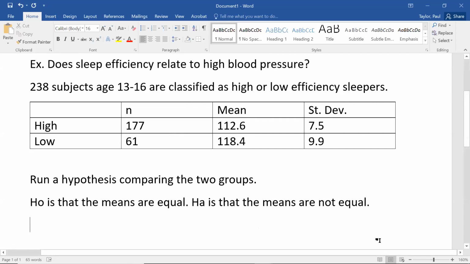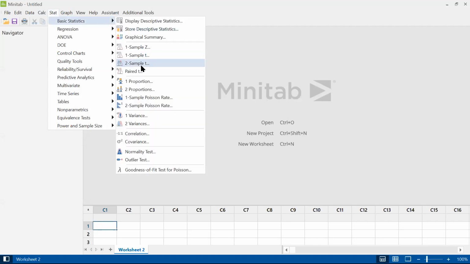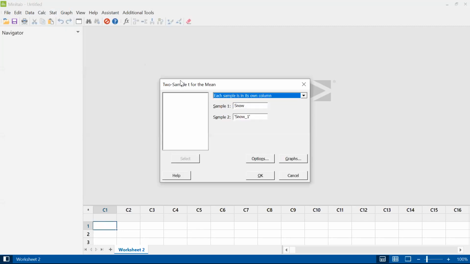So let's get these numbers into Minitab. I'll flip over to Minitab. In Minitab, this is going to be a 2-sample t, so we're comparing two groups. We're comparing the same variable, but we've split our sample into two groups, and we're comparing the two of them. I don't have the sample data in my table below. What I have this time is the summarized data.